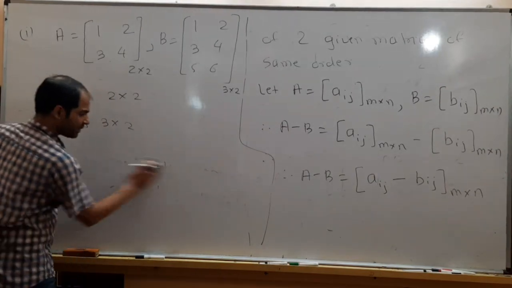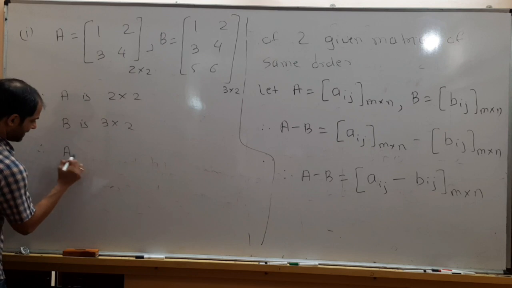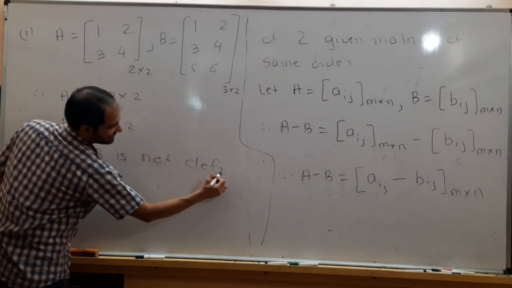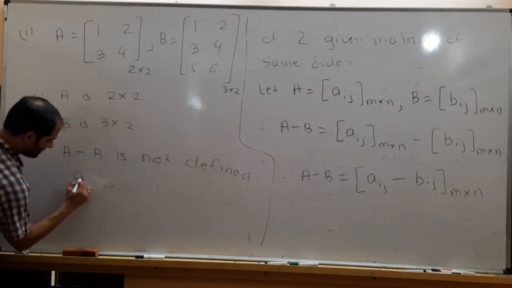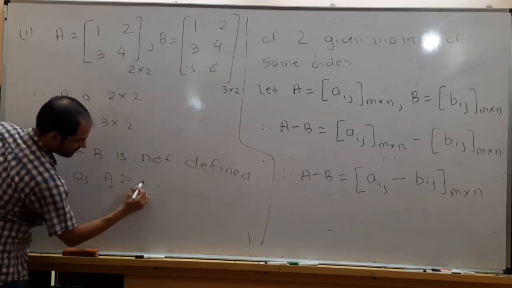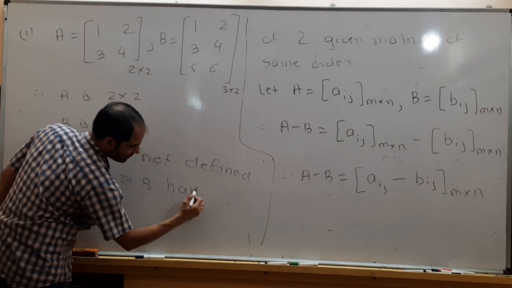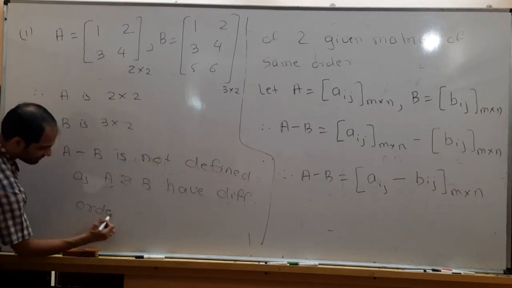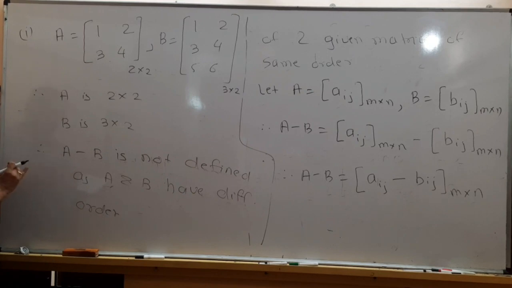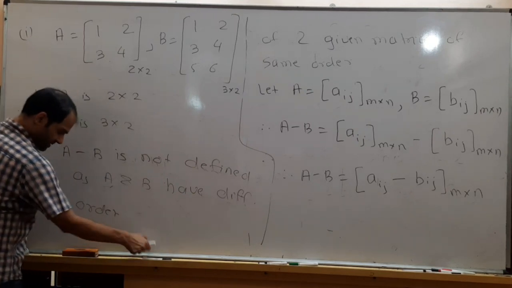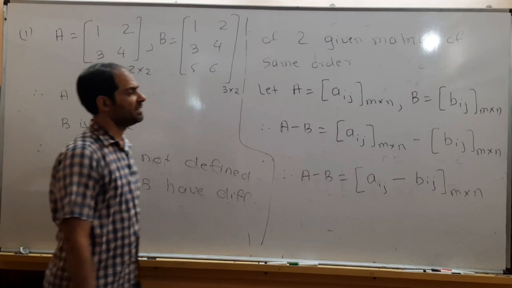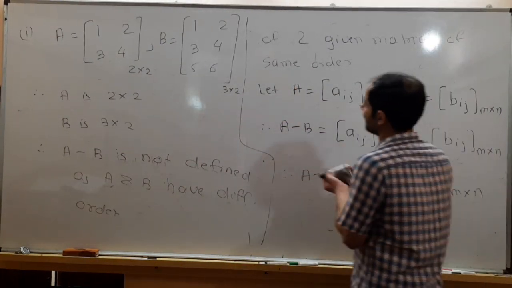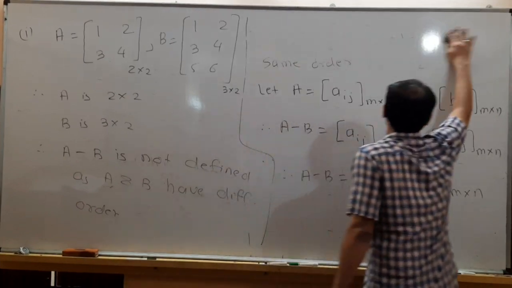So that's why A minus B is not defined, as A and B have different orders. In the first example, the difference of two matrices is not possible. That is the first example which I gave, so that you don't have any doubt. So that's the first part.